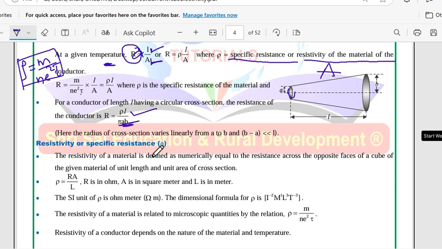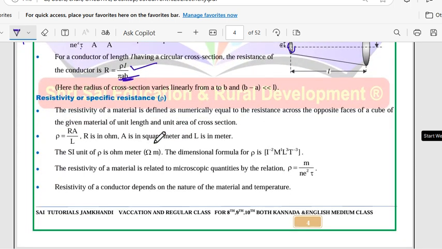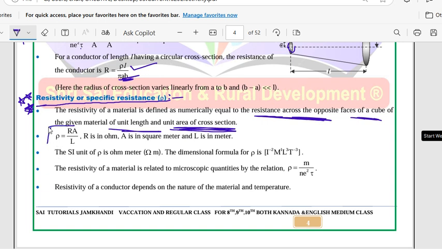So this is all about Ohm's law. Now coming to the resistivity or specific resistance I mentioned, let us learn this in complete detail. Resistivity or specific resistance rho is defined as numerically equal to the resistance across the opposite faces of a cube of the given material of unit length and unit area of cross section. So if you consider the mathematical expression here, according to this statement I have derived it.